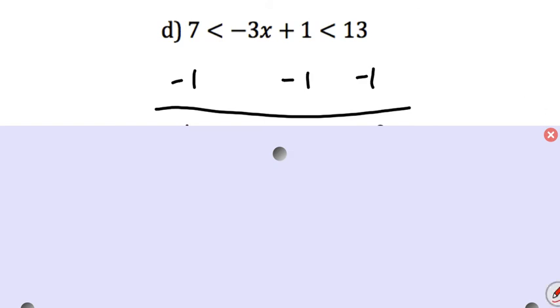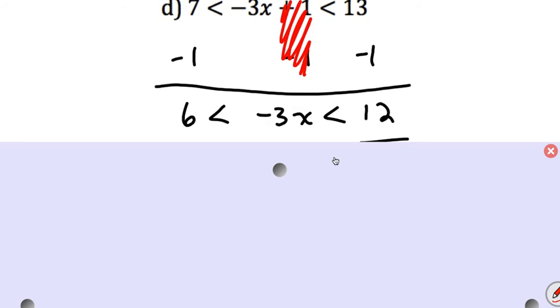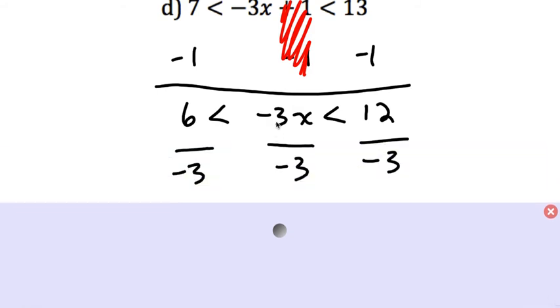So these two cancel out. 1 minus 1 is 0. They're gone. 7 minus 1 is 6. Bring down the negative 3x. 13 minus 1 is 12. Last step, to get x by itself, we need to divide by negative 3 everywhere: 6 divided by negative 3, negative 3 divided by negative 3, and 12 divided by negative 3.